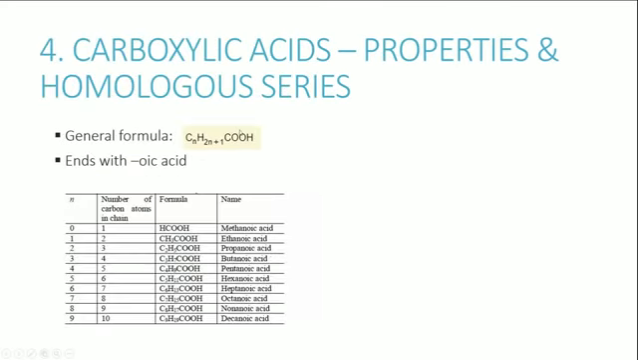And so the next thing that we're going to be looking at is carboxylic acids. Carboxylic acids have the general formula of CnH2n+1 with the COOH functional group. It ends with the name -oic acid. If you take a look over here, these are the homologous series of carboxylic acids, and you can see the lengthening chain as we go down through the members.